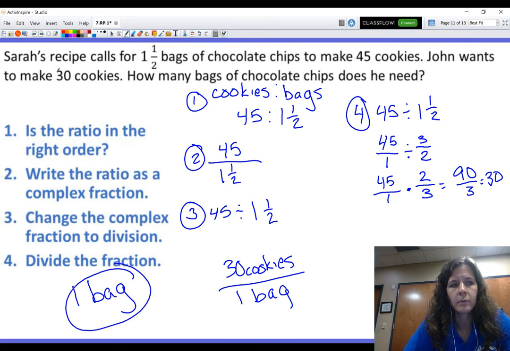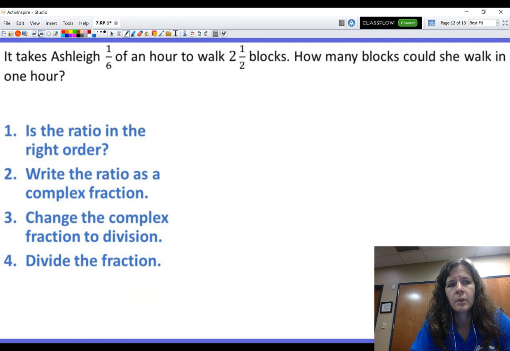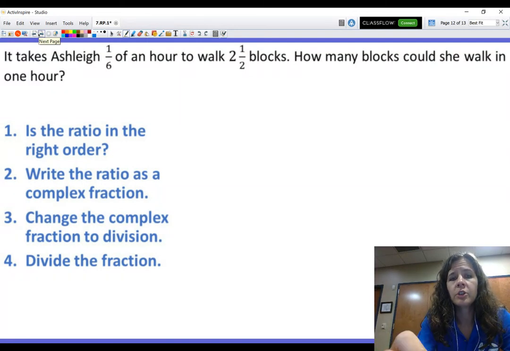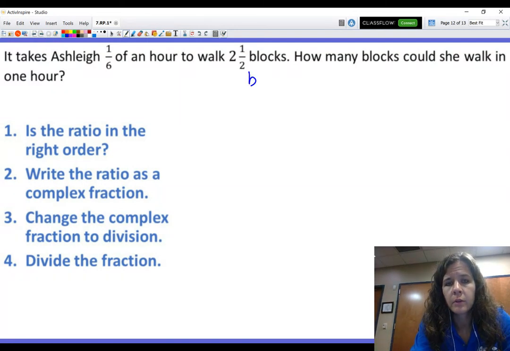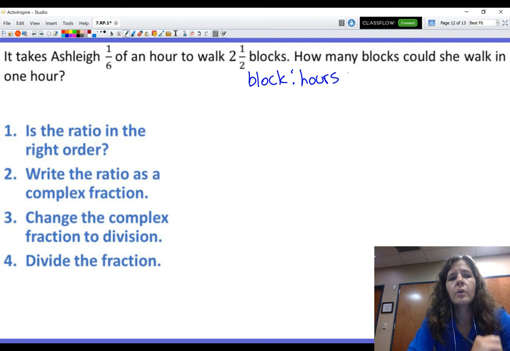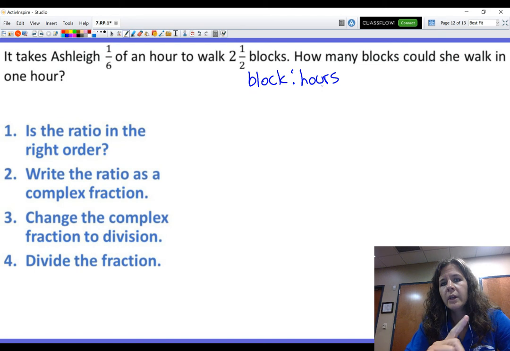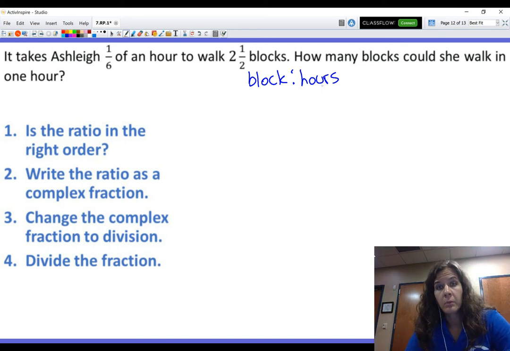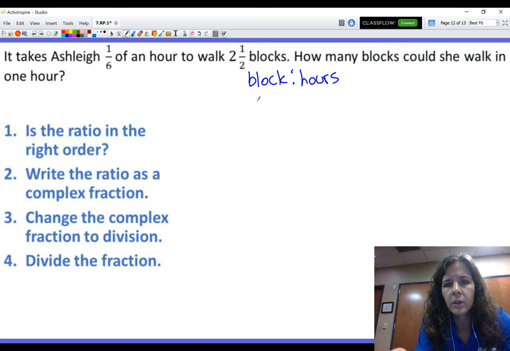All right, let's look at another example. It takes Ashley 1/6 of an hour to walk 2.5 blocks. How many blocks could she walk in 1 hour? So our ratio, we want to again go blocks to hours. Why do we want to do blocks to hours? Because we want to know how many blocks she can go in 1 hour. So we want the second, the hours, to be 1, and in unit rate, you want your second number to be 1. So our original here is 2.5 blocks to 1/6 of an hour.